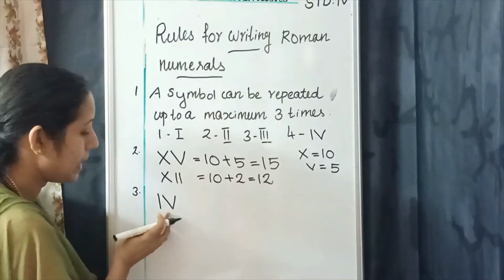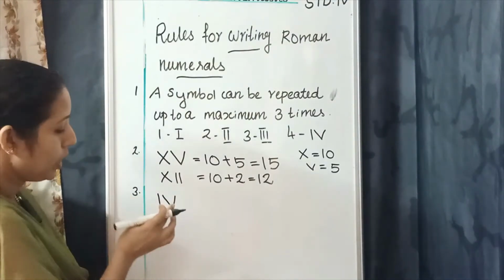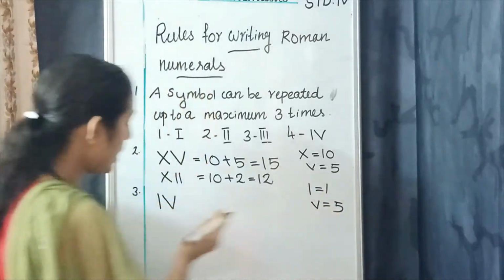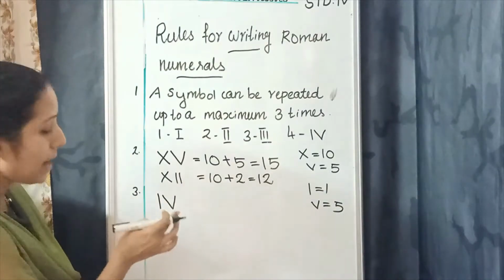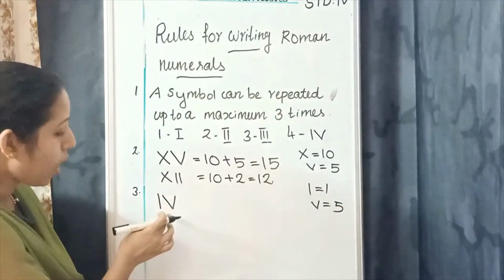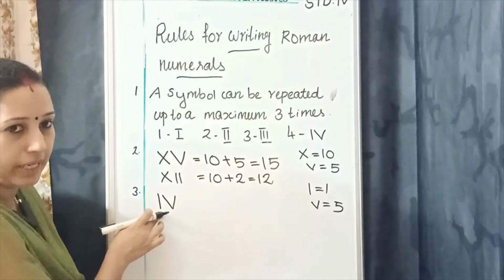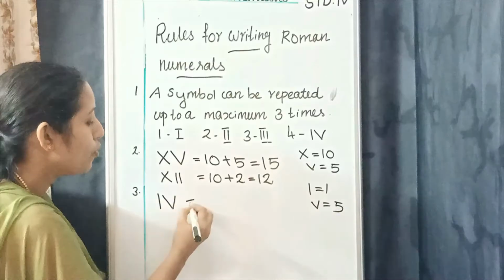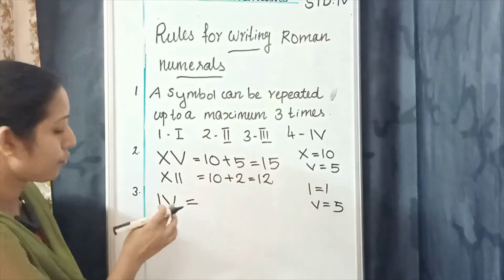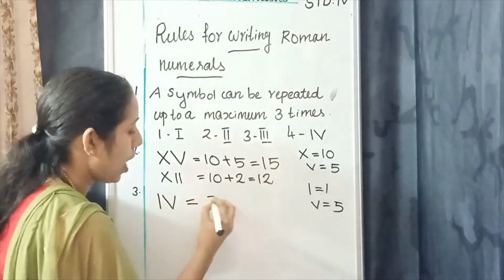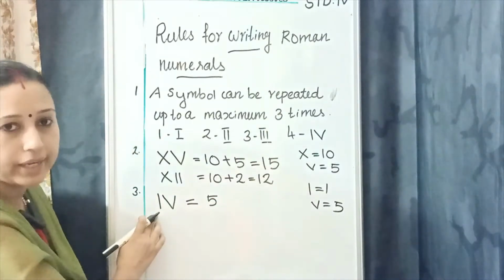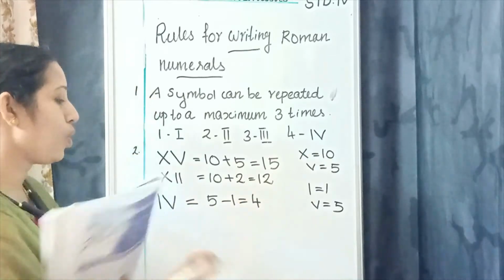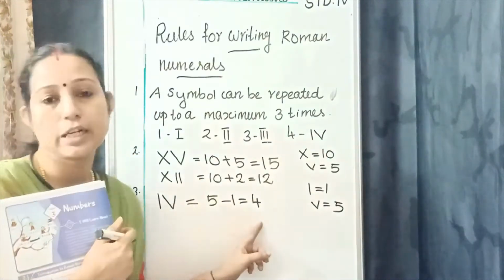A symbol is placed before the greater value. Here, I means what? V means 5. So I is placed before V, and V is the greater value. I means the symbol is placed before the greater value, so it is subtracted from the greater value. What is the value of V? 5. What is the value of I? 1. 5 minus 1 is 4. So the value of IV is equal to 4.